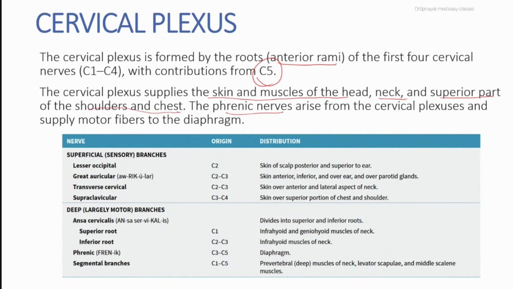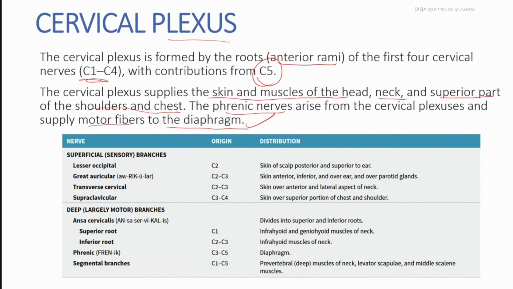And there is a nerve known as the phrenic nerve, which arises from the cervical plexus and it supplies the motor fibers to the diaphragm. So diaphragm is a muscle which lies under the lungs, and it is especially important for inhalation and exhalation. So there is a nerve known as the phrenic nerve that arises from this cervical plexus or the cervical network that is formed from the combination of C1 to C4 nerves. And the phrenic nerve supplies the diaphragm.